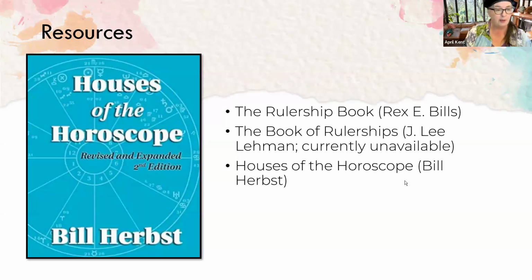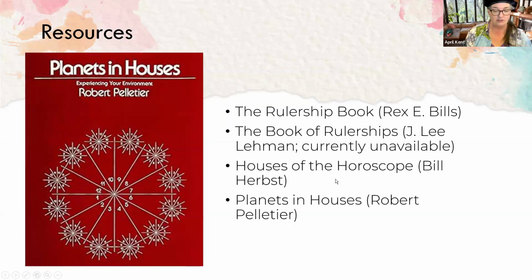Houses of the Horoscope by Bill Herbst is one of my favorite books about houses. He is a really, really intelligent guy. It is still in print. It might have a different looking cover, but it's a really good book. And one that I love is Planets in Houses by Robert Pelletier. Again, I think it's in print.